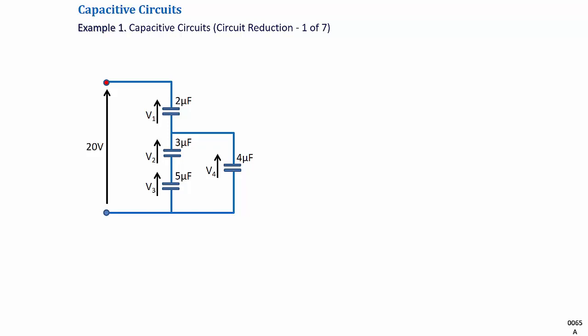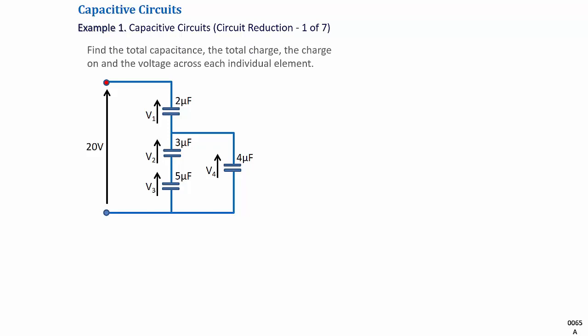The following example is in the accompanying workbook, Capacitive Circuits, Circuit Reduction Techniques. Here we are required to determine the total circuit capacitance, the total circuit charge, the charge on and the voltage across each element. To find the total capacitance CT using the key reduction steps.